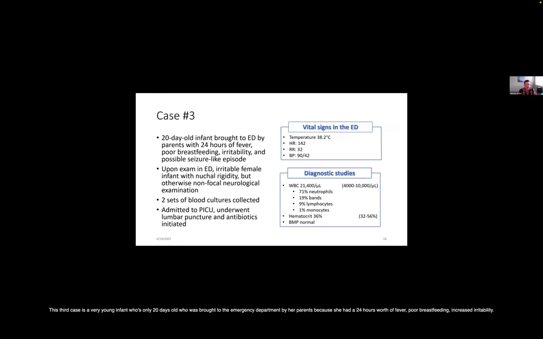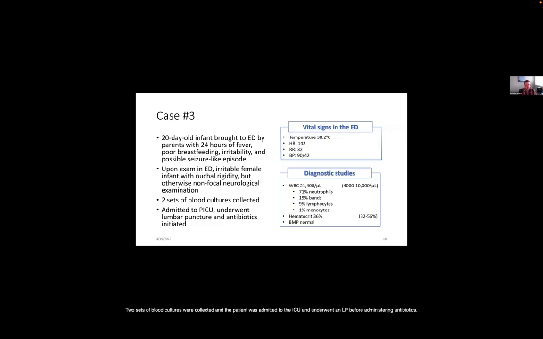This third case is a very young infant who's only 20 days old, who was brought to the emergency department by her parents because she had 24 hours worth of fever, poor breastfeeding, increased irritability, and what the parents reported as a possible seizure-like episode. The infant was irritable with nuchal rigidity, but had an otherwise non-focal neurological examination.